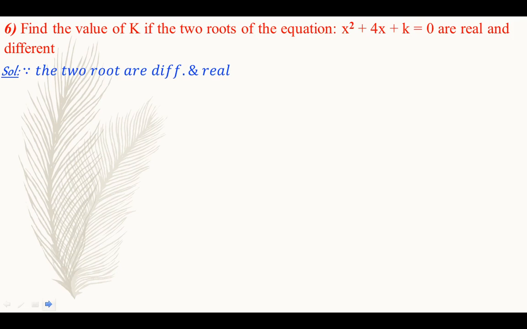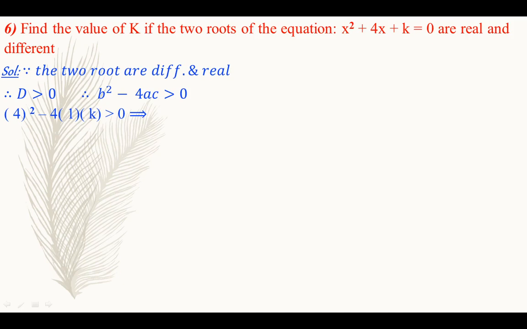Okay? Here is another meaning of the discriminant is positive. The discriminant is positive means that the discriminant is bigger than 0. Okay? So we will write the discriminant bigger than 0. That is to say that b power 2 minus 4ac bigger than 0. Okay? Here we have a equals 1, b equals 4, and c equals k. Okay? Let's substitute. b power 2, 4 power of 2, minus 4 multiplied by a, 1 multiplied by c, which is k. All of these bigger than 0.